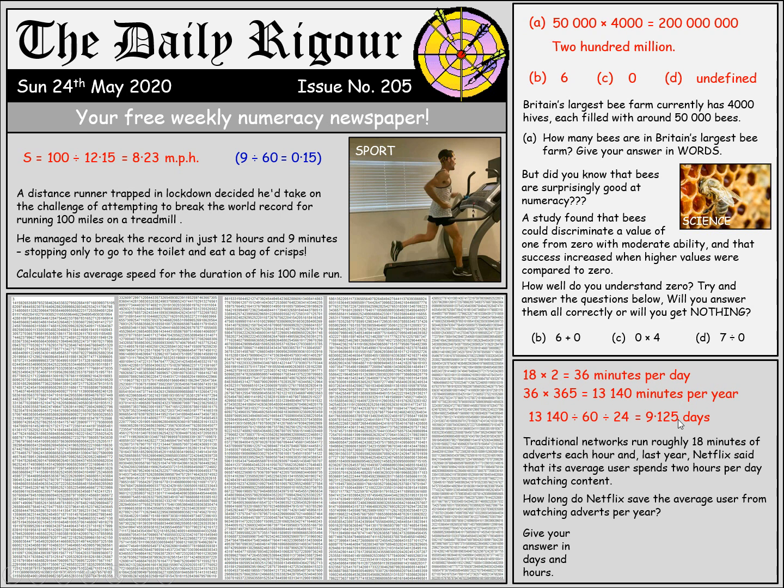So that comes to 9.125 days, but it does say give your answer in days and hours. So we can change this 0.125 days into hours by then multiplying by 24. So that's basically like an eighth of a day, which is 3 hours. So our final answer is going to be 9 days and 3 hours. So that's a whopping 9 days and 3 hours that Netflix saves you from watching adverts. And I actually think that's really quite a staggering figure. So you know what they say, you can never watch too much TV, you can never watch too many adverts if you use Netflix or other streaming services for your television.